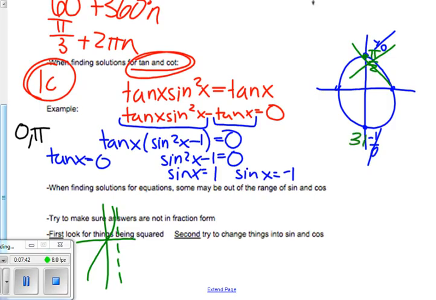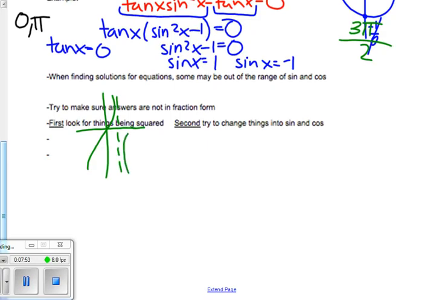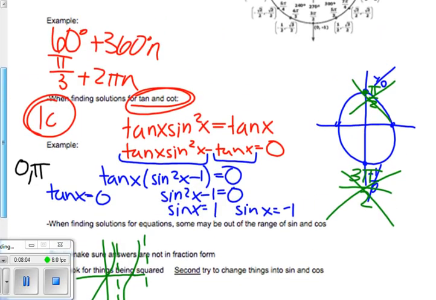And then sine is negative 1 at 3 pi over 2. What is tangent of 3 pi over 2? Undefined. So we can't use that one. So moral of the story for this little hint I gave you is if you're working with tangent, you can't have answers from pi over 2 or 3 pi over 2. And if it's cotangent, what do you think your answers can't be? 0 and pi. So write that down.